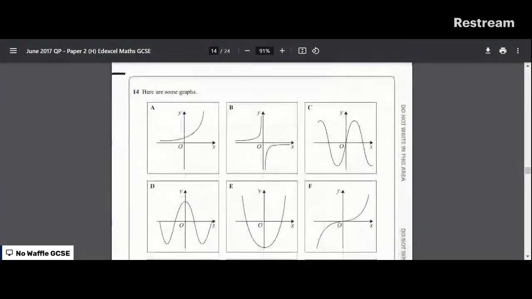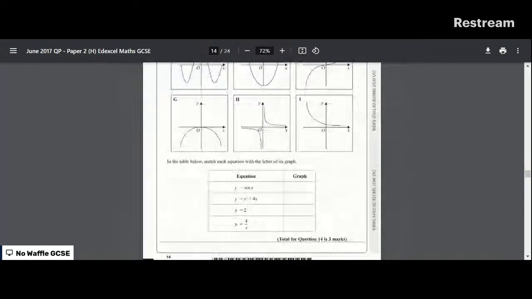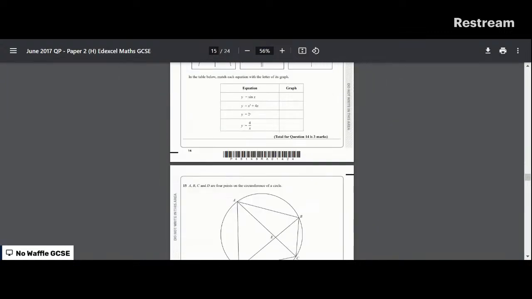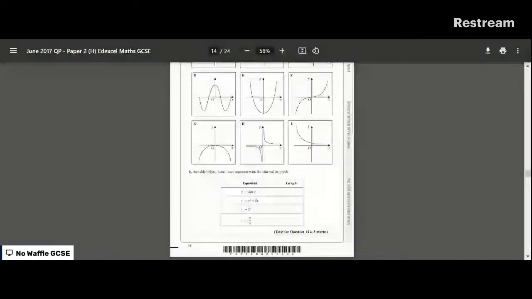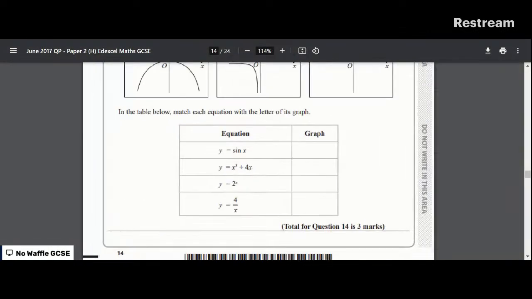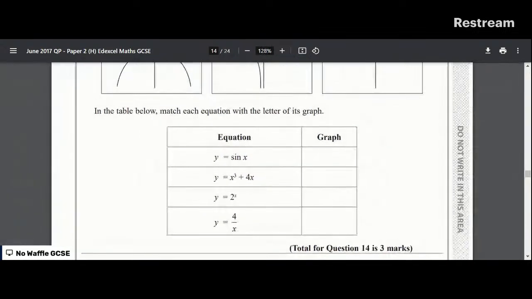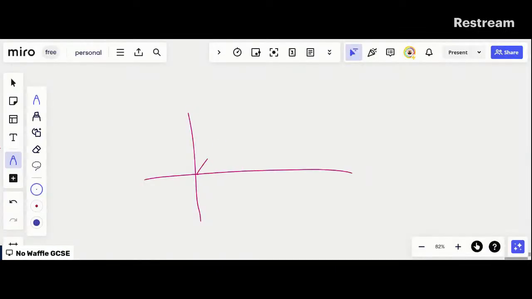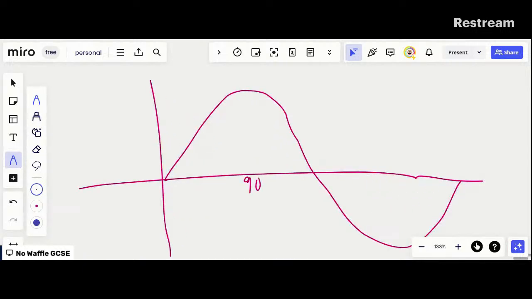Here are some graphs. In the table below, match the equation with the letter of the graph. This is a fun activity, so let's look at that. So we're matching the equations with the graph, so hopefully you should be able to recognize them. What might help is drawing what the shape of the graph will look like next to it. So the sine graph, well, we know that the sine graph is going to look like this. At 90, it's got its peak at 1, and then at 180, it crosses the axis at 0, etc.